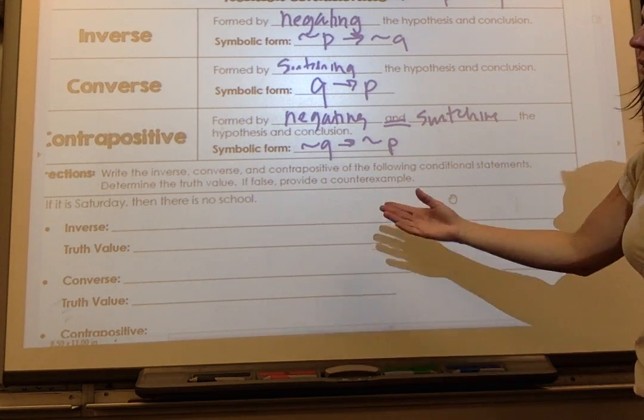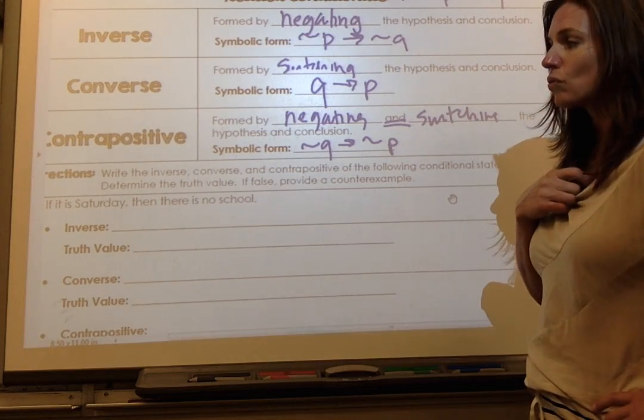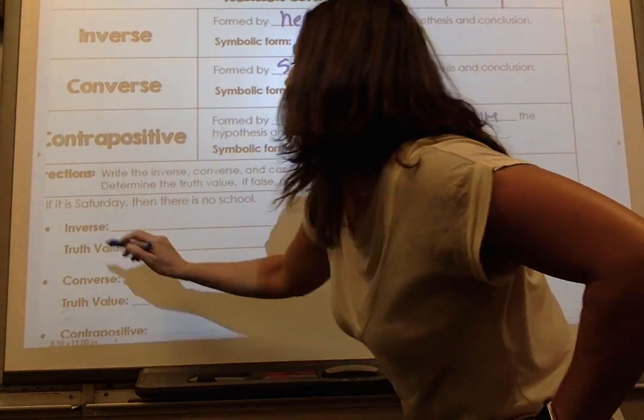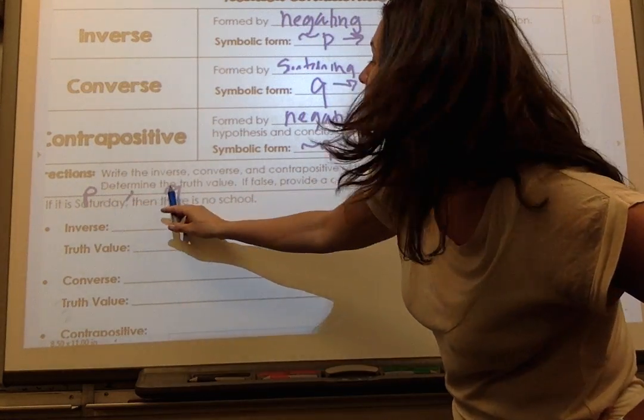Okay? So let's take a look at the examples together. It says if it is Saturday, then there is no school. So here's my P statement, and my Q statement. So there's my hypothesis and my conclusion.